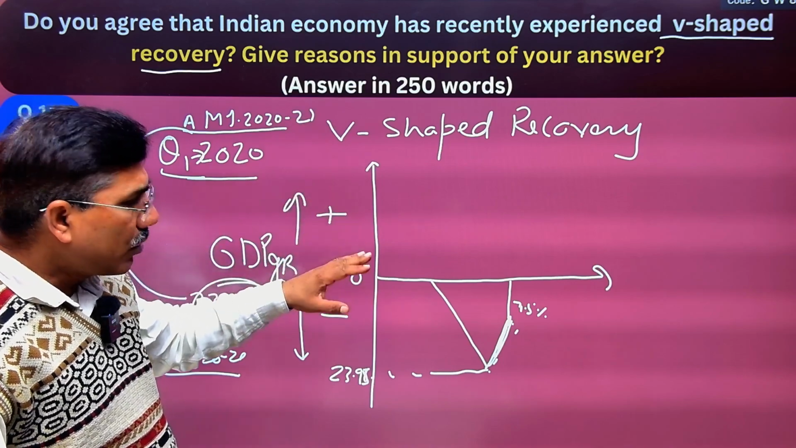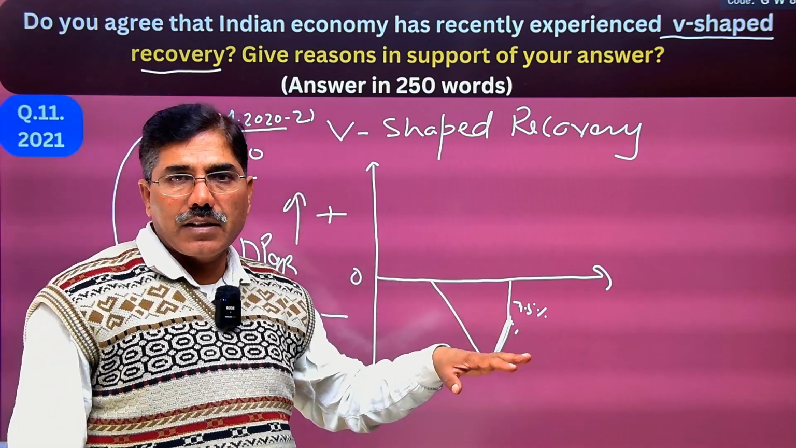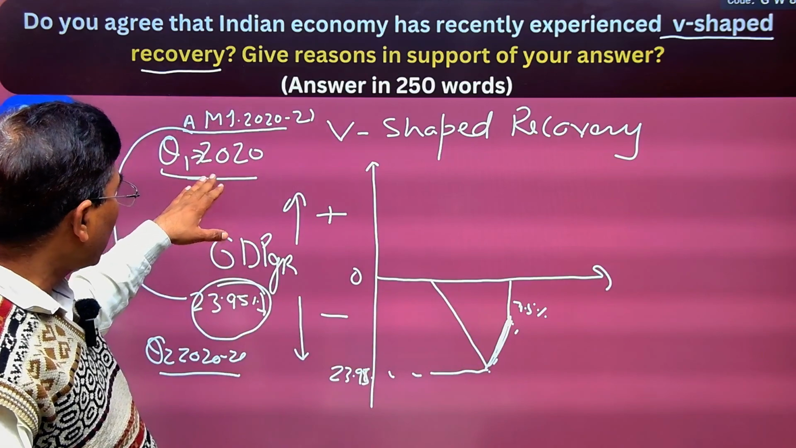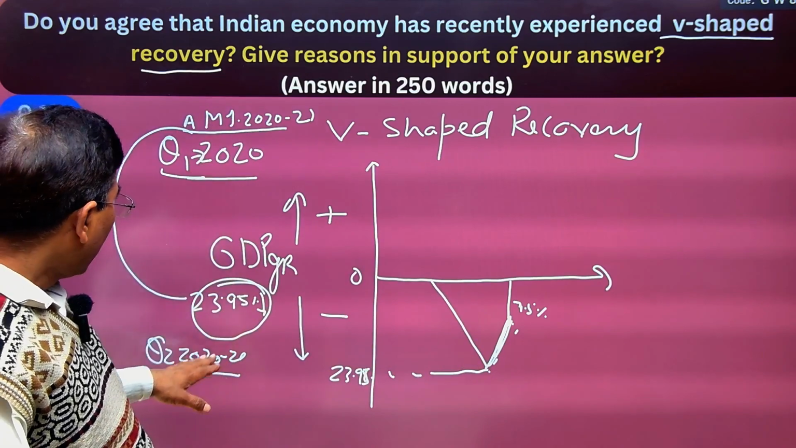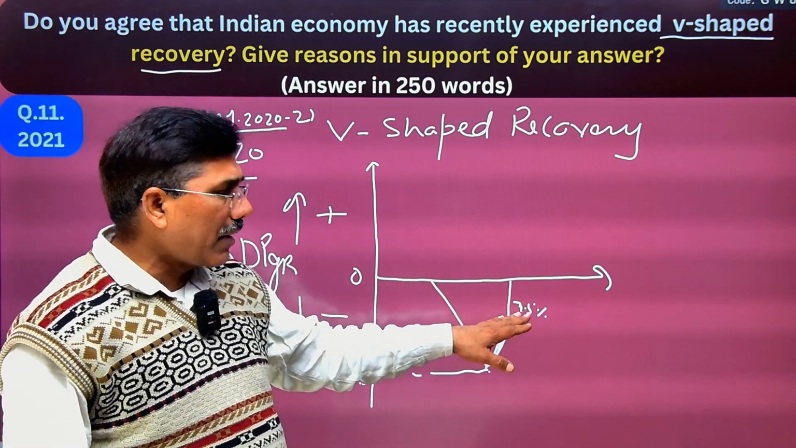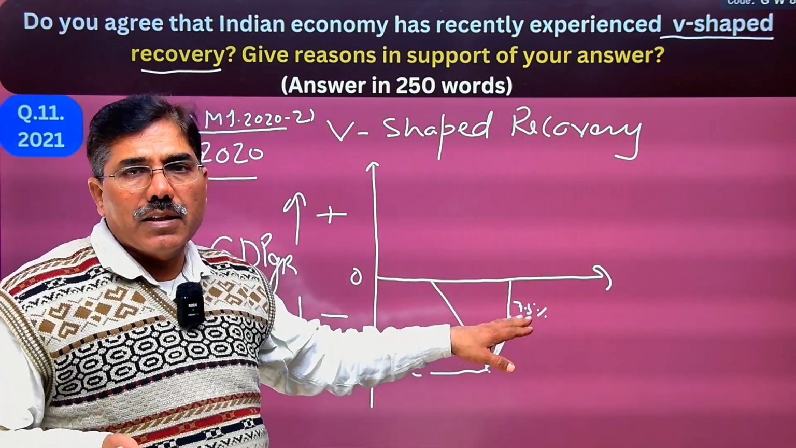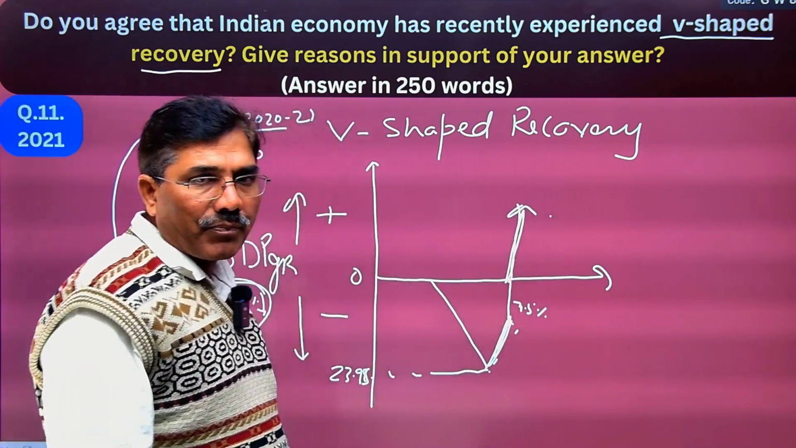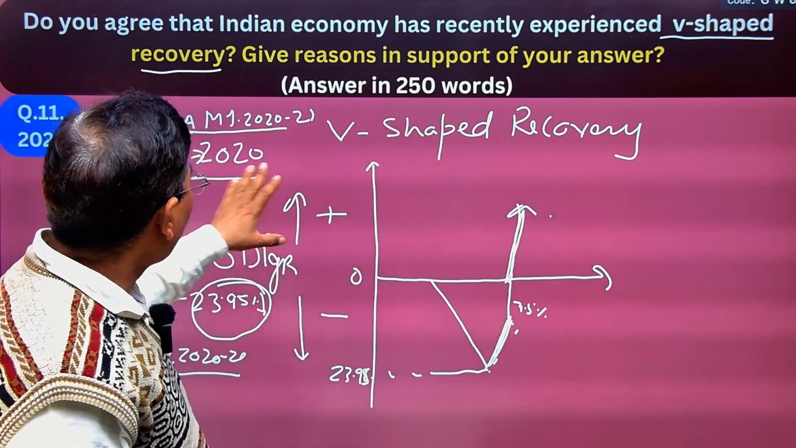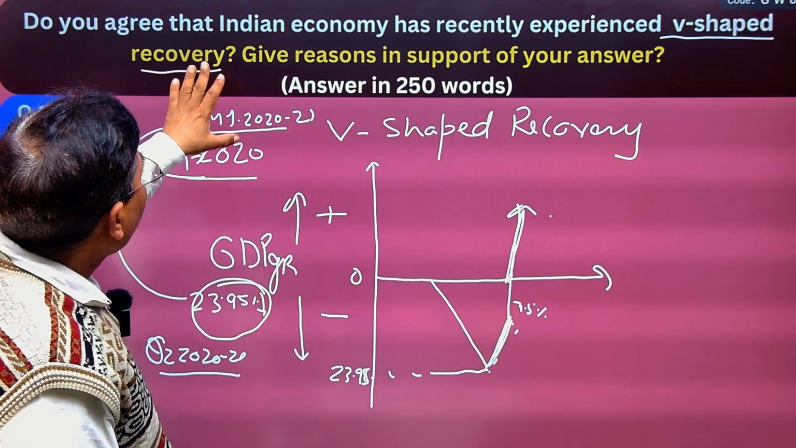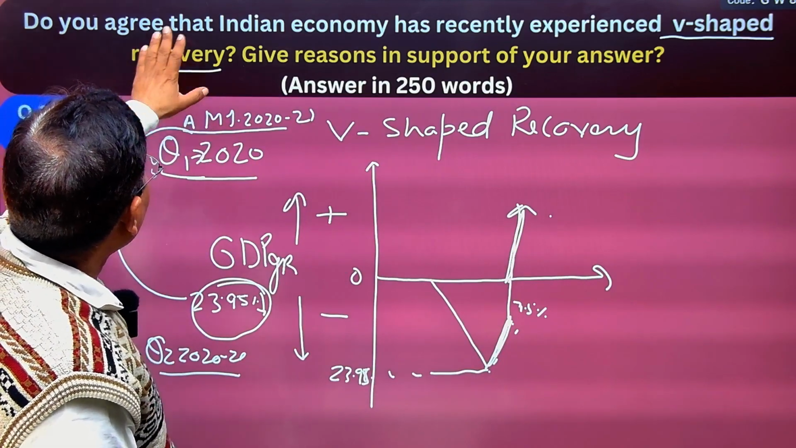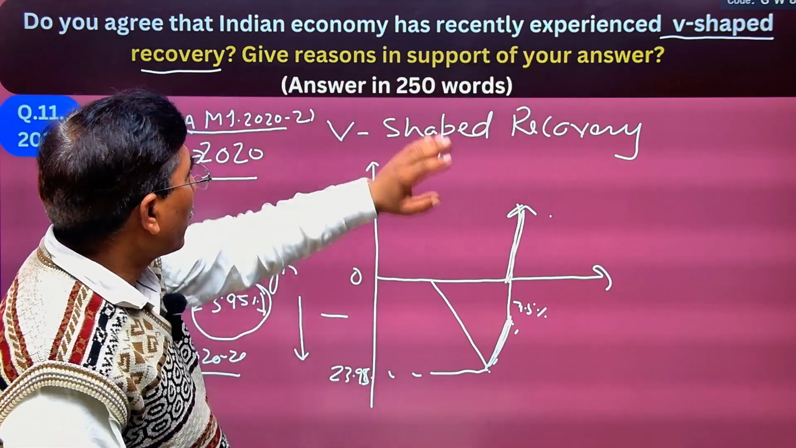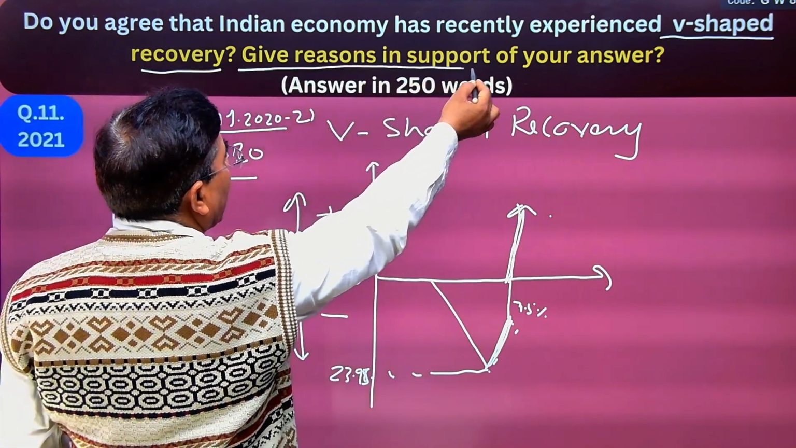Why is it so? Due to lockdown, all economic activities were restricted. That is why suddenly our overall GDP growth rate declined in quarter one of 2020 by 23.95%. Again in quarter 2, it declined by only 7.5%, meaning there is improvement in our GDP growth rate. Again it became positive. That is known as V-shaped recovery. Now you are clear about the concept. Now, do you agree that the Indian economy has recently experienced V-shaped recovery? Give reasons in your support.